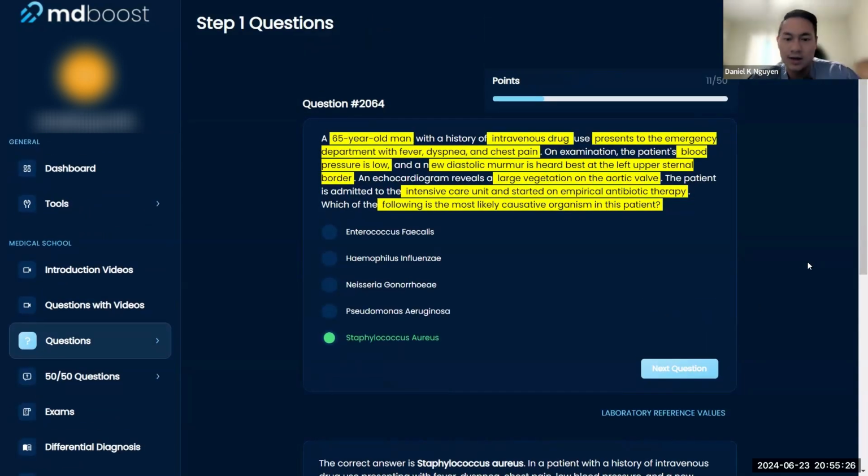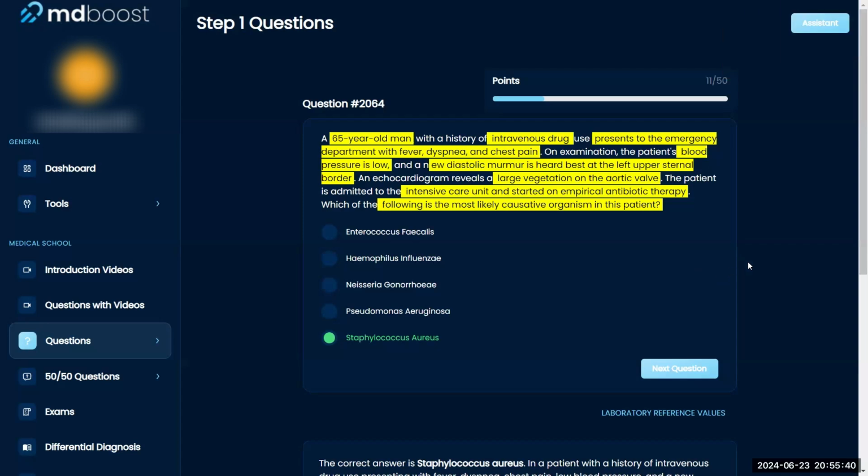I mean, back in the day, when I was studying for Step, I used to just memorize this fact, but actually it makes sense. Why do you think staph is going to be your answer? How do people that use IV drugs get staph in their heart? It's because Staph is your normal skin flora. Yeah, correct. Exactly, right?